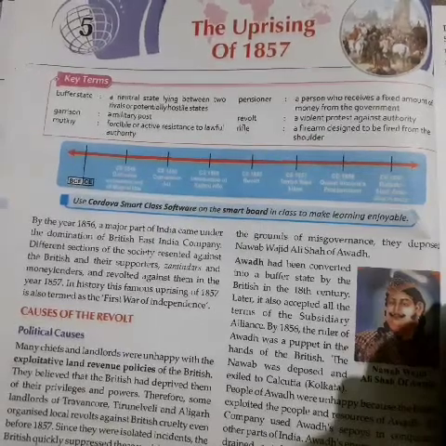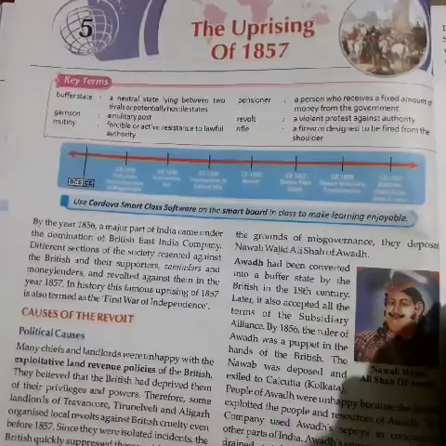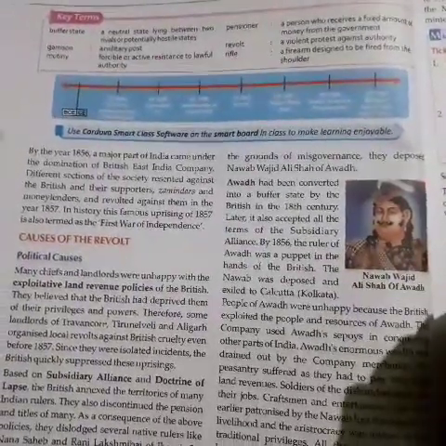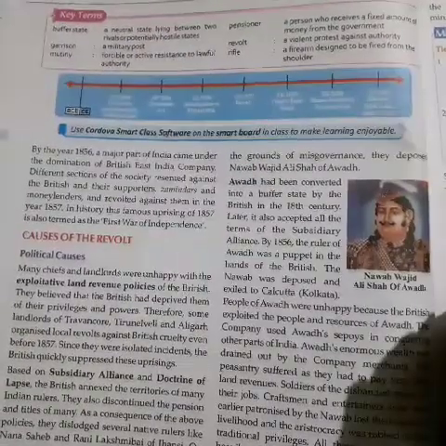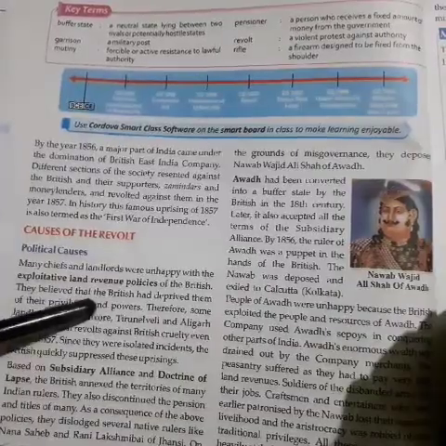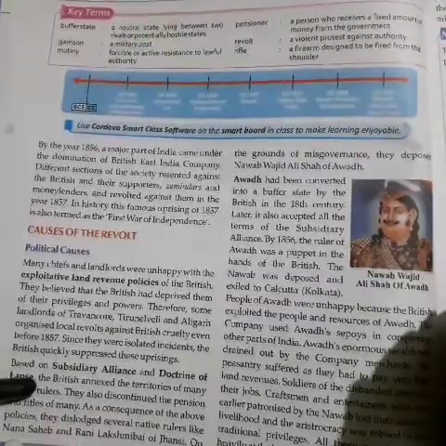I hope all of you have understood the uprising of 1857, the major causes. The causes of the revolt are already given here. You could see political causes, where we could see some exploitative land revenue policies of the British disturbed the Indians and the Indian rulers.